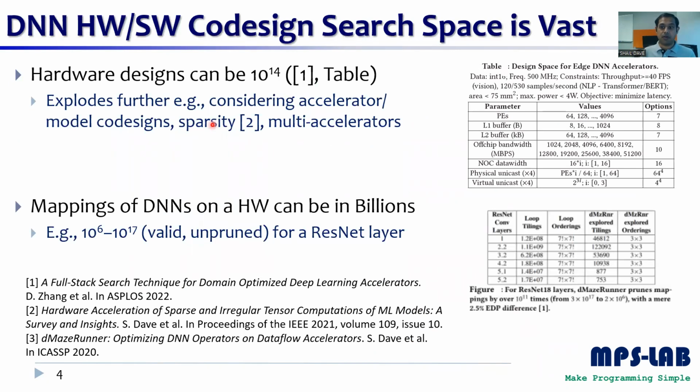Even with modest options for the parameters of hardware, for example, power of two values, solutions can range from millions to quadrillions. And even for every hardware design, valid software solutions like mappings can be billions. So the collective space is vast. And the search space explodes further when exploring accelerator model codesigns, further heterogeneity and specialization like sparsity or multi-accelerator designs. And given the vast space, the exploration must not just yield a feasible and efficient solution, but also be quick for dynamic exploration and sustainability.